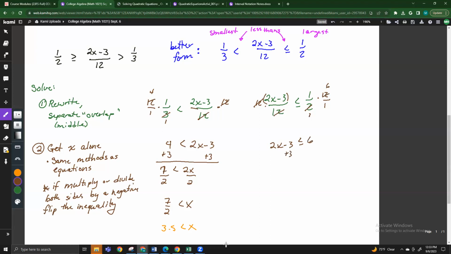Add 3. And we have 2x is less than or equal to 9. Divide by 2. x is less than or equal to 9/2, which is, if I put it in my little orange, x is less than or equal to 4.5.